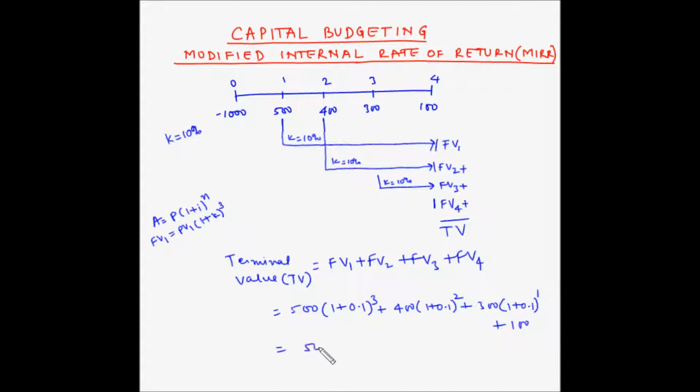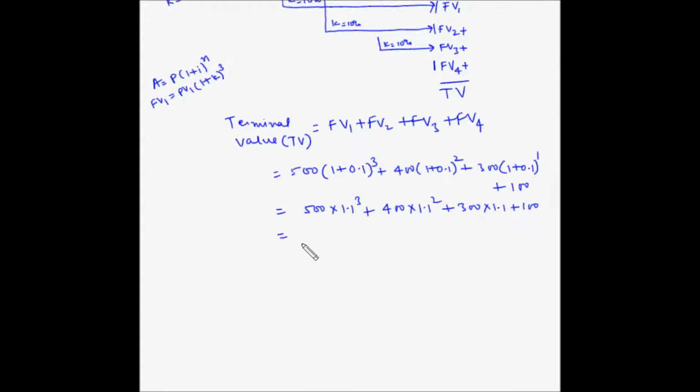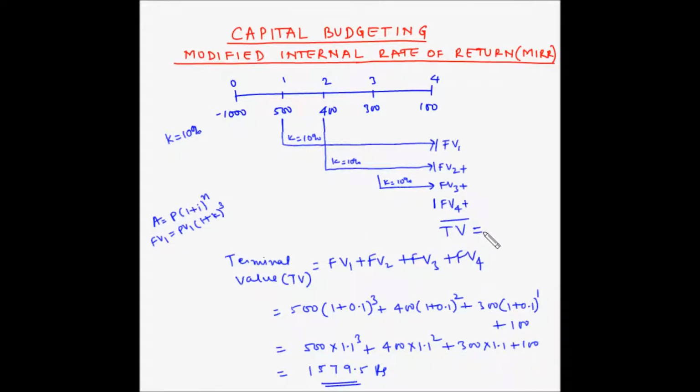So this becomes 500 into 1.1 cube plus 400 into 1.1 square plus 300 into 1.1 plus 100. So this becomes 1579.5 rupees. So this is the value of all the future values of the cash inflows. So terminal value is 1579.5. So this terminal value is at the end of the tenure of the project.